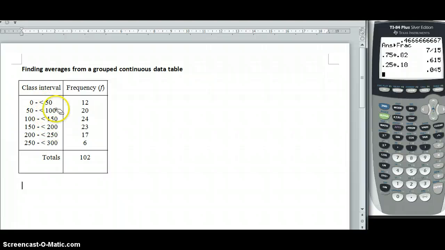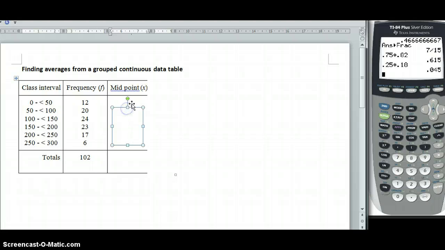The next part of this is, clearly we've got 12 people, let's say, with a score between 0 and 50. We can't do anything with that at the moment, and so the way around it is we come up with another idea, and we say to ourselves, right, let's go for a midpoint. Okay, so if you think about it, we've got 0 to 50. The midpoint is going to be 25.